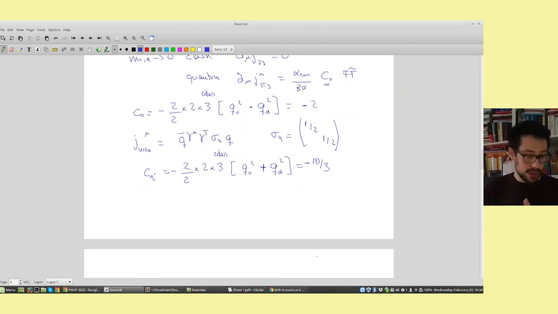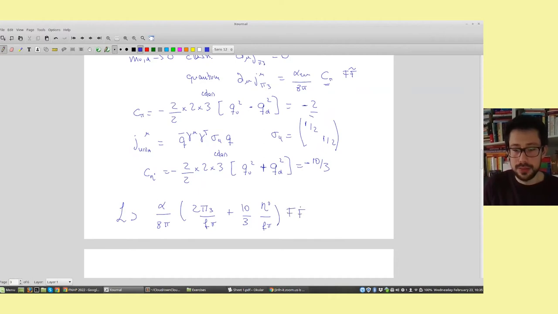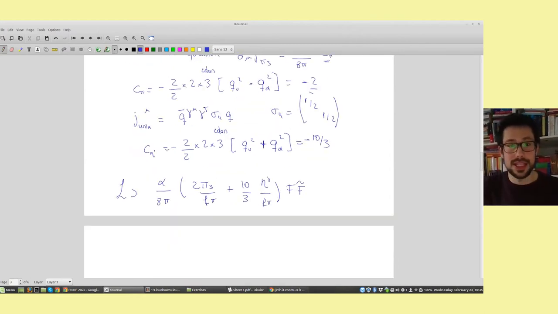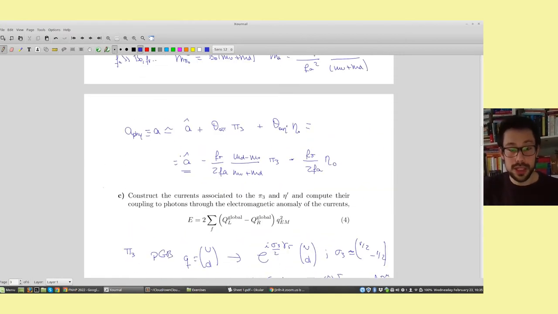So putting all this together, the conclusion that we get is that the coupling of the pion and the eta prime to photons is the following. We have alpha over 8 pi, and then we have 2 that comes from here, pi 3 over f pi, plus 10/3 of eta 0 over f pi, times F F dual. So with this now, we have finally all the ingredients. We have the coupling of the pion and the eta prime to photons, and we have also computed how the physical axion depends on both the starting axion, the pion, and the eta.